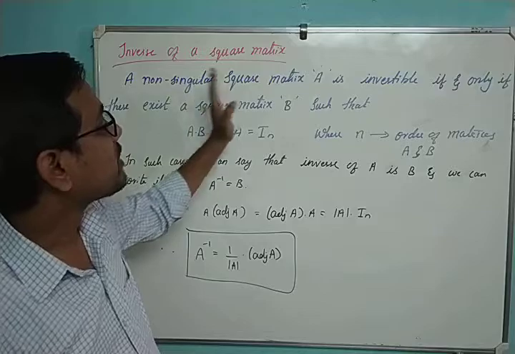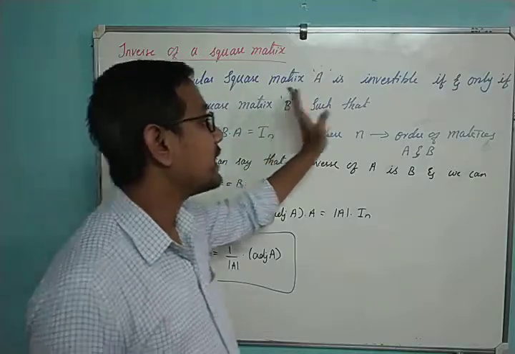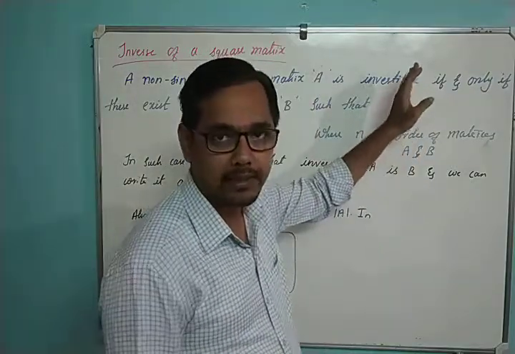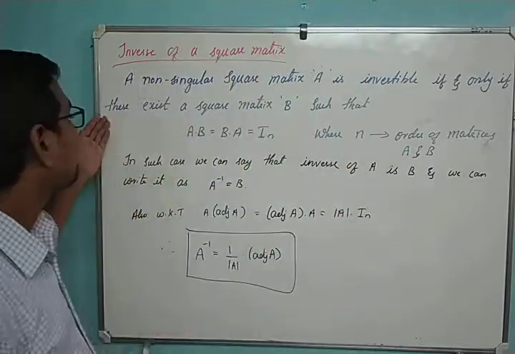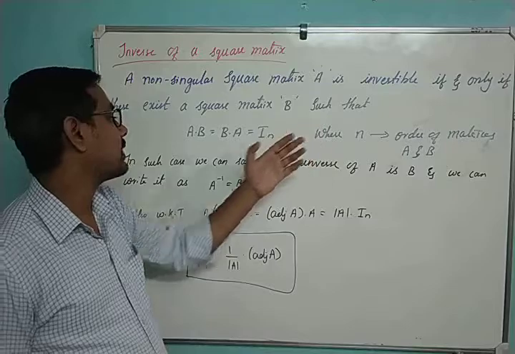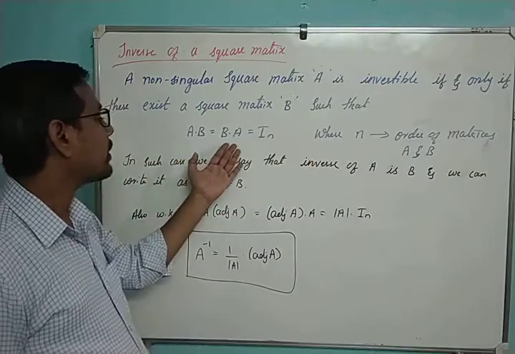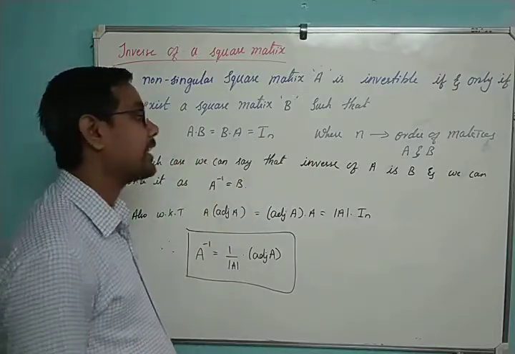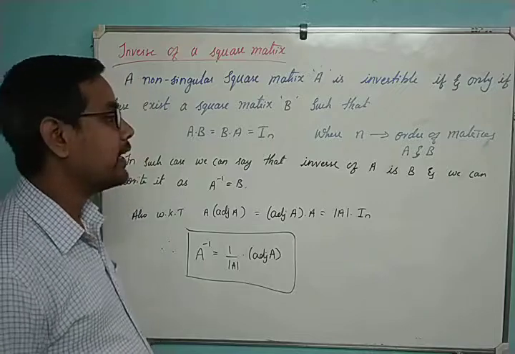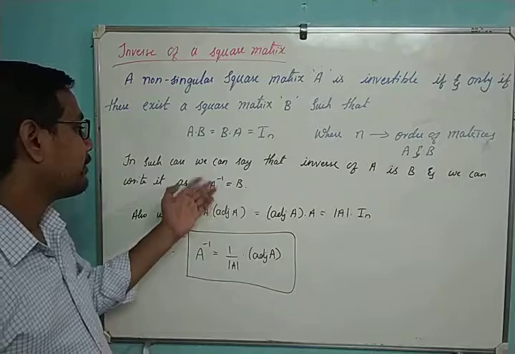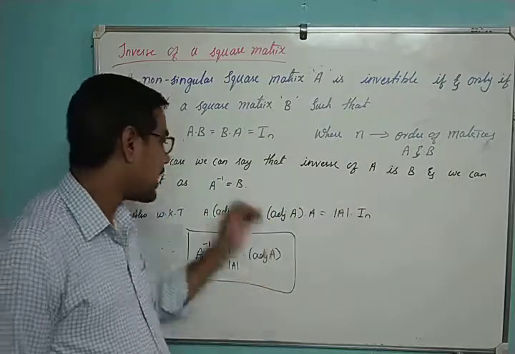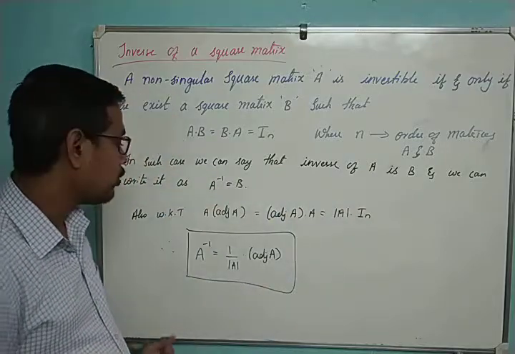A non-singular square matrix A is invertible. Invertible means its inverse exists for that particular matrix, if and only if there exists a square matrix B such that A into B is equal to B into A is equal to I_n, where n is the order of matrices A and B. That's the condition. So if that is there, we can say that the inverse of A is B, and we can write A inverse is equal to B.